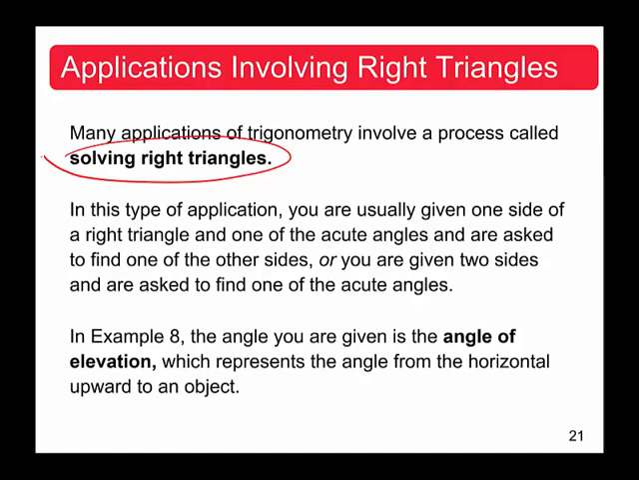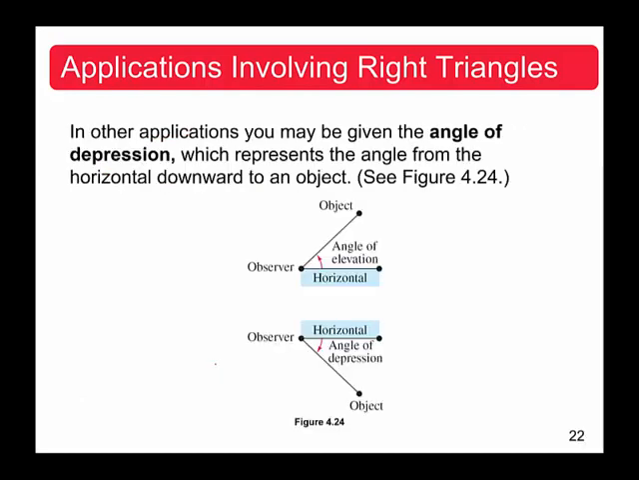A couple important terms you should recognize is angle of elevation. So let's say this is the horizontal, or horizon. Observer's right here, object's right here. So we get the angle of elevation. The reason it's called angle of elevation is because it's moving counterclockwise. From the horizon to the object, we rotate the angle counterclockwise. So that's called angle of elevation.